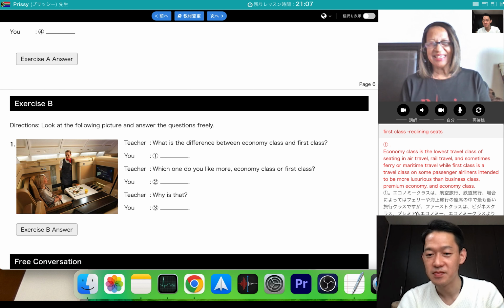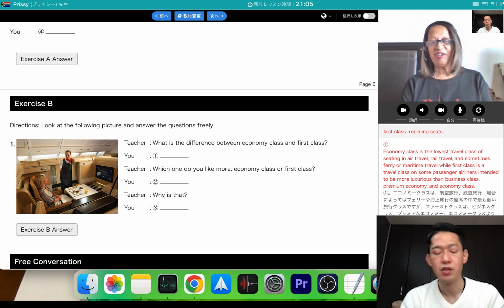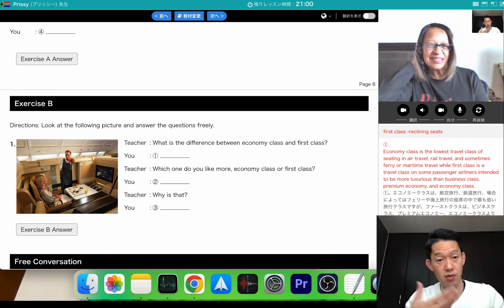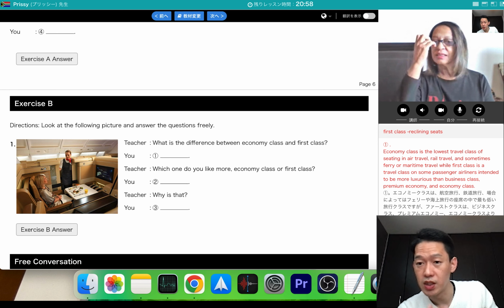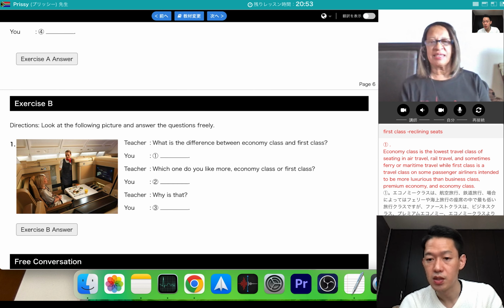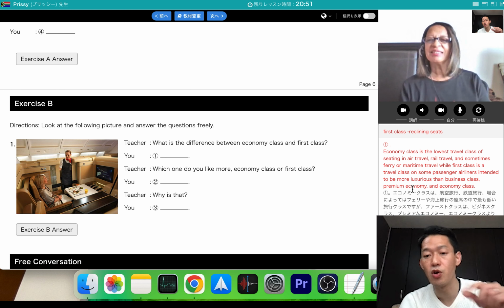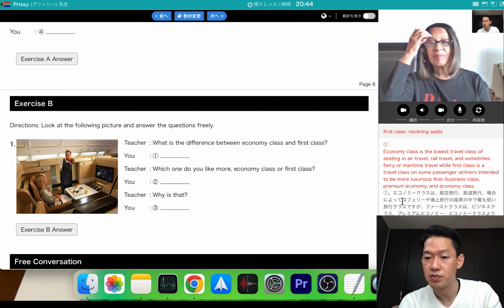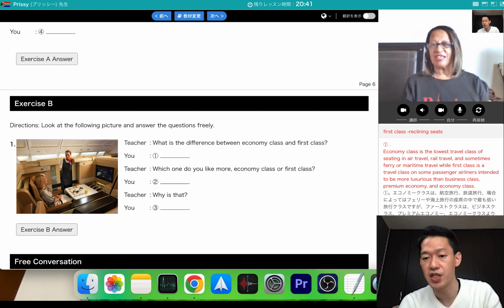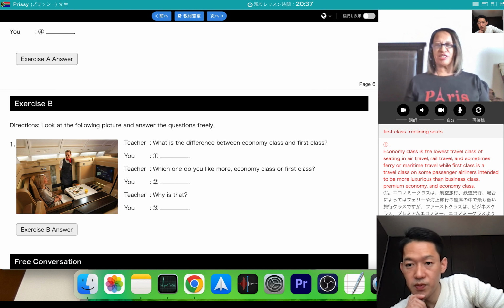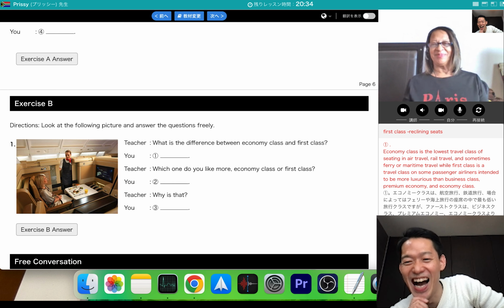Are you okay with that? Usually I get confused with the first word. Economy class. Okay, economy class. First class is the reclining seat. That's correct. First class is a reclining seat. Economy class is just a normal seat where you sit upright all the time.